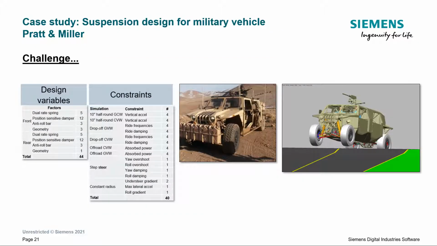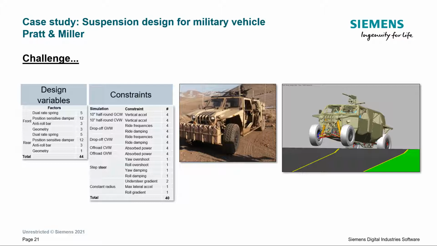Pratt & Miller shows how this was applied to develop a new tactical military vehicle in 14 weeks. There were 40 constraints on the vehicle performance involving maximum vertical and lateral accelerations, yaw and roll overshoot, absorbed power, ride frequencies and damping, and overshoot. Additionally, there were 44 design variables, including spring rates, damper data, geometry, and roll bar attributes.